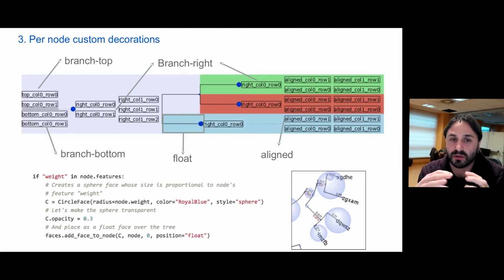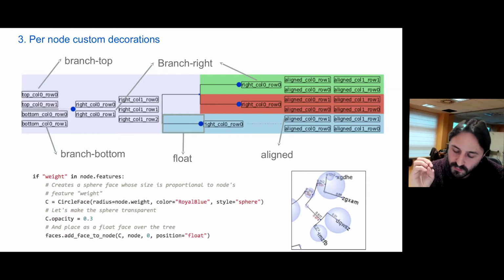So you can not only control the color and the size of the node, you can also attach custom elements, decorations, to every node. And for this, ETE uses an abstraction, which is that every node has a virtual grid where you can put elements. And this virtual grid is controlled by a very basic vocabulary.